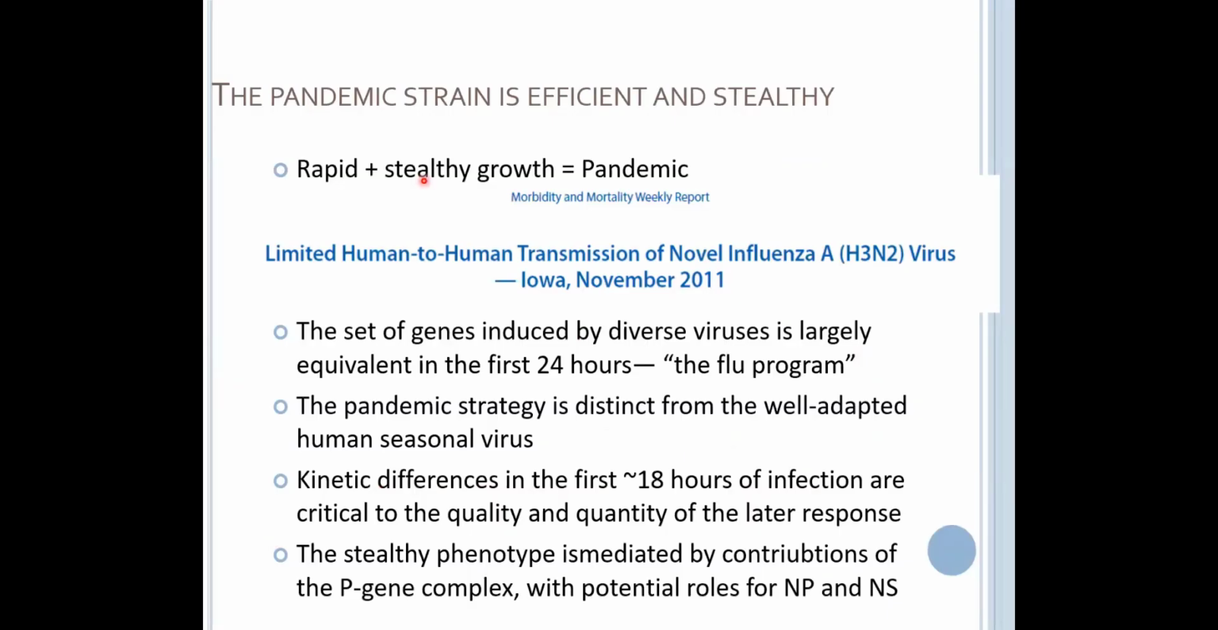Okay, so what I've shown you there is that the 2009 pandemic strain was a combination of rapid plus stealthy growth, and that's what led to the pandemic. And that might imply that if that strain could take on additional HA and NAs, it could drive future pandemics, because our innate response is not going to ever remember. It has no memory, so it's not going to ever be able to learn the stealthy phenotype.